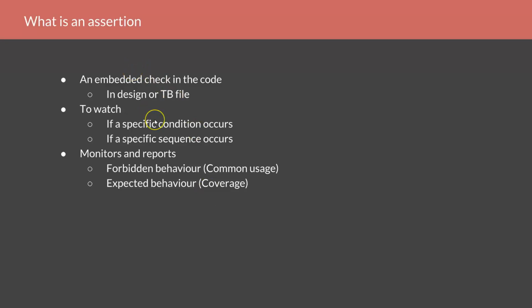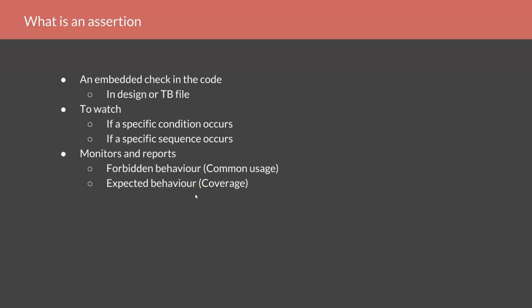What is an assertion? It is an embedded check in the code. That check could be added either in the design file or in the test bench file, or it could be written separately and associated with the design files. In general, an assertion is added to watch two specific sets of conditions: either a specific condition has occurred in the simulation, or a specific sequence has occurred in the simulation. You will come to know more about these two statements in the coming sessions, when you will know what is an immediate assertion and what is a concurrent assertion.